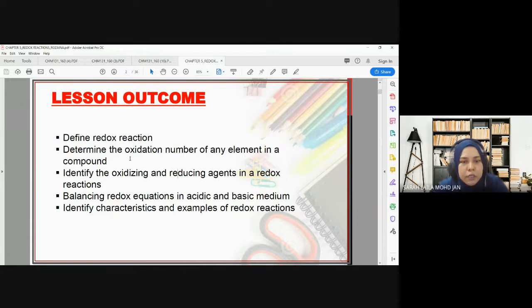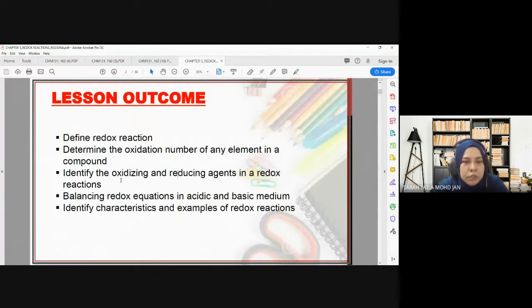I hope everyone can calculate the oxidation number of any element in the compound. Here you kena hafal lah rules yang diberikan. Rules, general rules dan juga specific rules untuk kira oxidation number. And then you also know how to identify which is the oxidizing agent, which is the reducing agent.